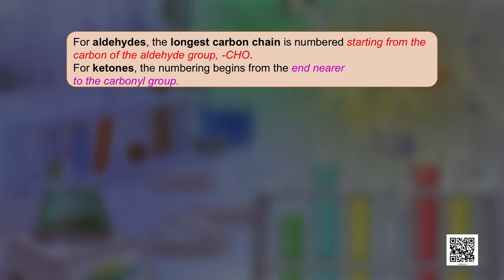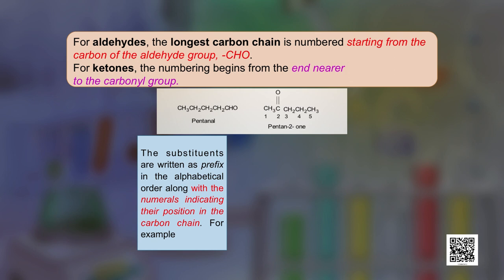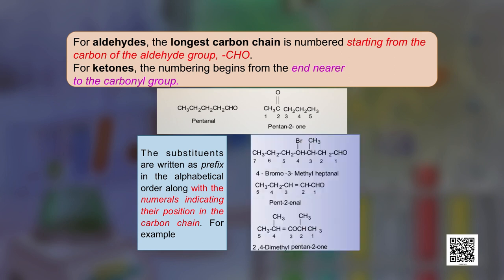Now, for aldehydes, the longest carbon chain is numbered starting from the carbon of the aldehyde group, that is CHO, and for ketones, the numbering begins with the end nearer the carbonyl group, and the structures here show you this as an example. The substituents are written as prefixes in alphabetical order along with the numerals indicating the position in their carbon chain. For example, some structures are shown here.